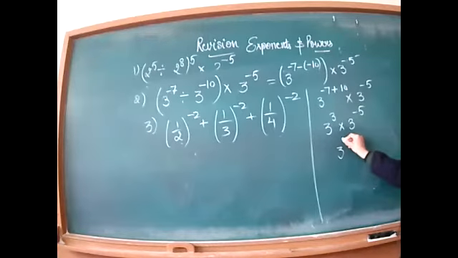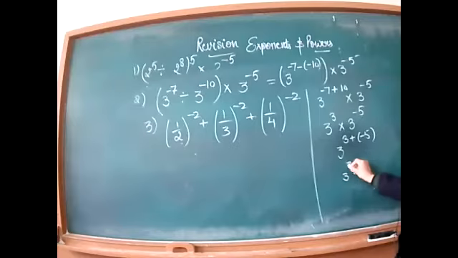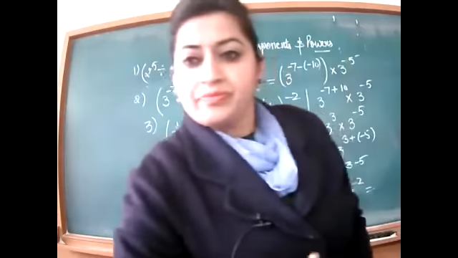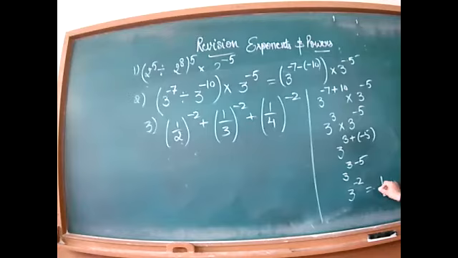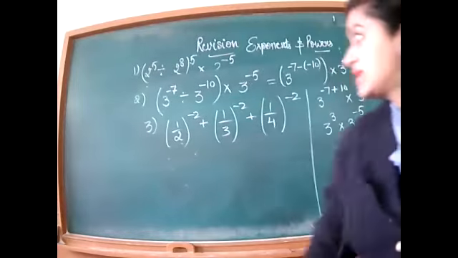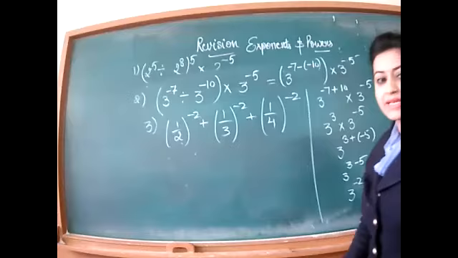Yes. 3 raised to power 3 plus bracket minus 5, 3 raised to power minus 2. Write it in steps. Minus 2, that is 1 by 3 raised to power 2, or 1 by 9. 1 by 3 raised to power 2, that is 1 by 9. Okay. Now start the next question.